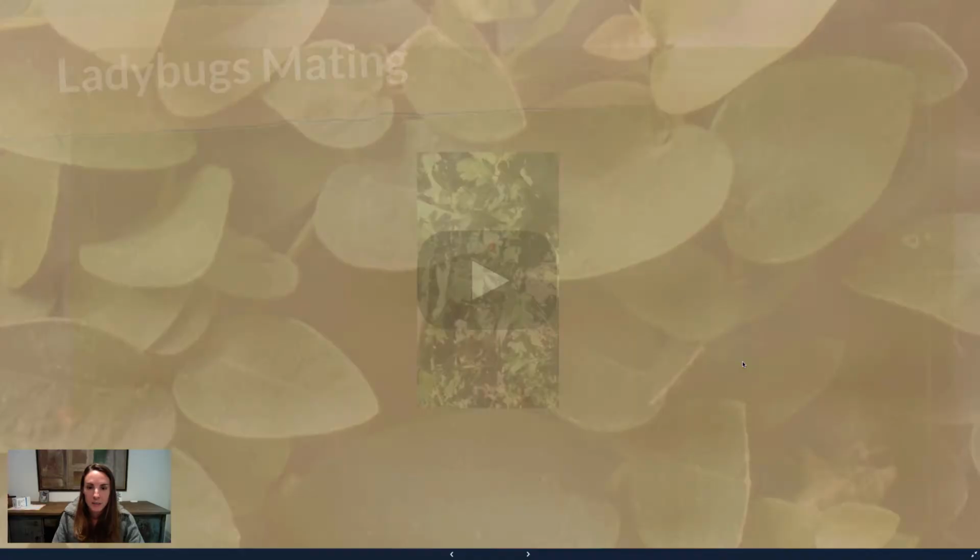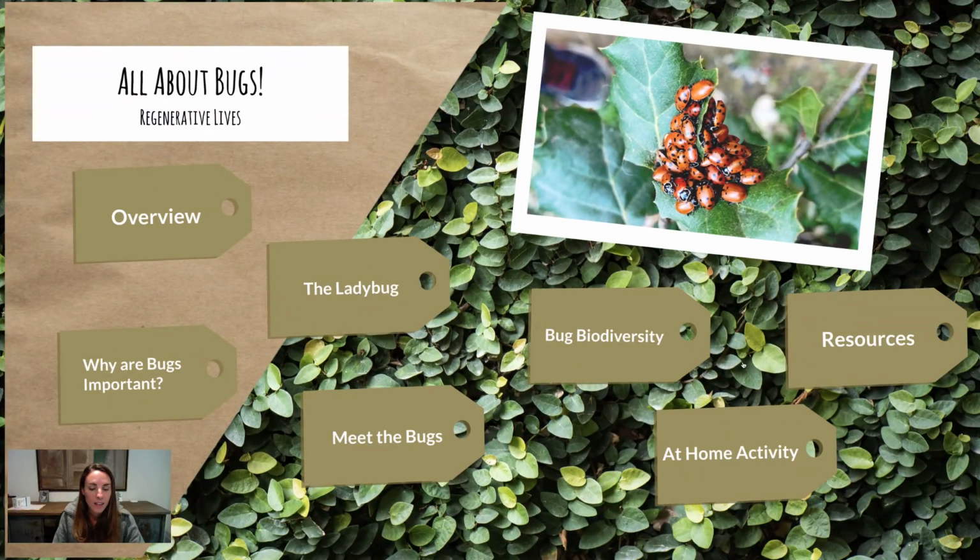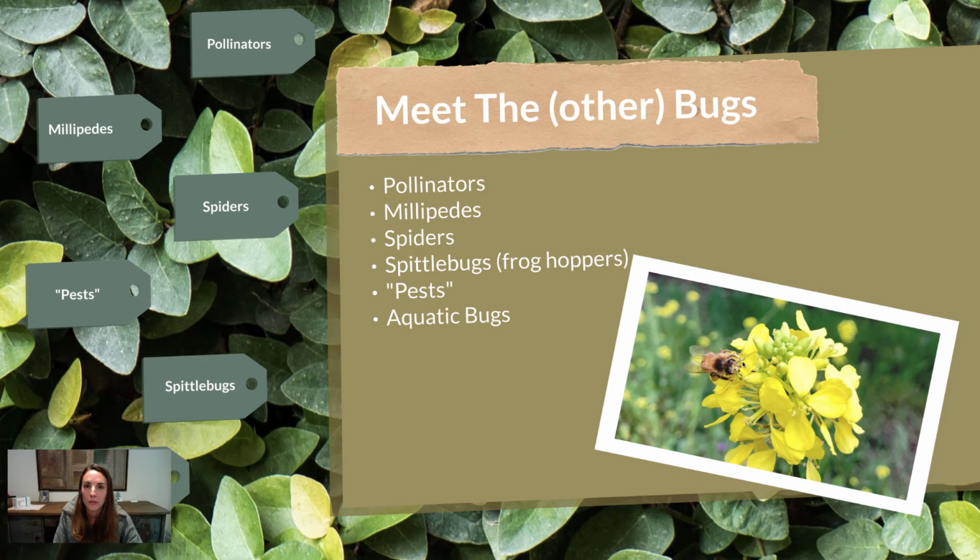So that's ladybugs mating. And then let's meet some of the other bugs in our food forests and see what they do in the food forest. So we're going to go over different pollinators. We're going to go over millipedes, spiders, spittlebugs, pests, and aquatic bugs.